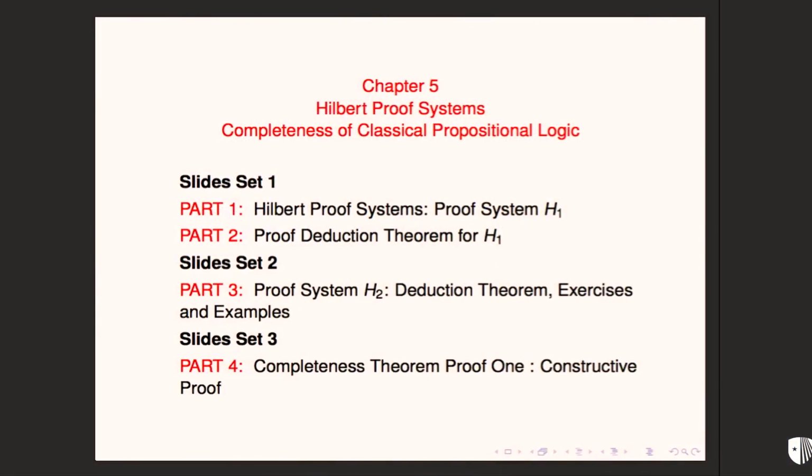So we divided the chapter into 5 sets. First we do Hilbert proof systems and proof system H1, and we will do the proof of the deduction theorem, which is a very essential logic theorem without which we cannot carry the proofs of the completeness theorem. And then we move to a more complex proof system for which we will be able to prove the completeness theorem, and that is part 4.